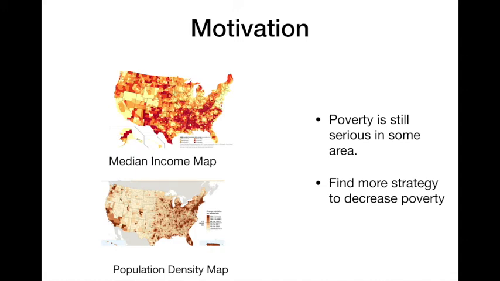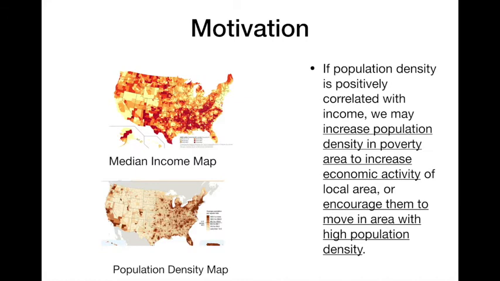So the motivation of this research is, as we have said, poverty is still serious in some areas and we need to find more actions. And if population density is positively correlated with income, we may take some action, like increasing population density in poverty areas, or we could encourage people to move into cities to find a better job or get better education.